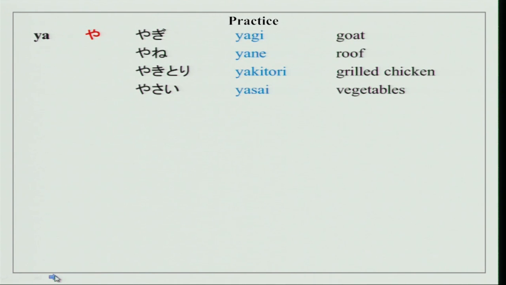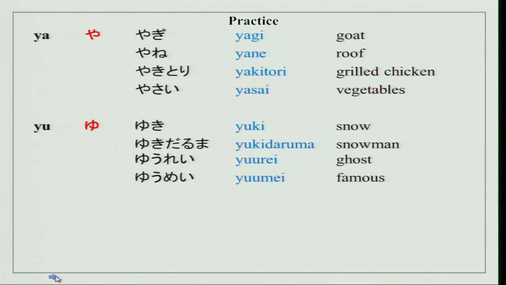We come to the ya series now. Ya, yagi, yane, yakitori, yasai. And the meanings are listed over here on the right side for you. Now you will see that after ya, we do not have a yi. Simple reason that yi is similar to the vowel sound e. Thus it has been removed from there and directly we go on to you.